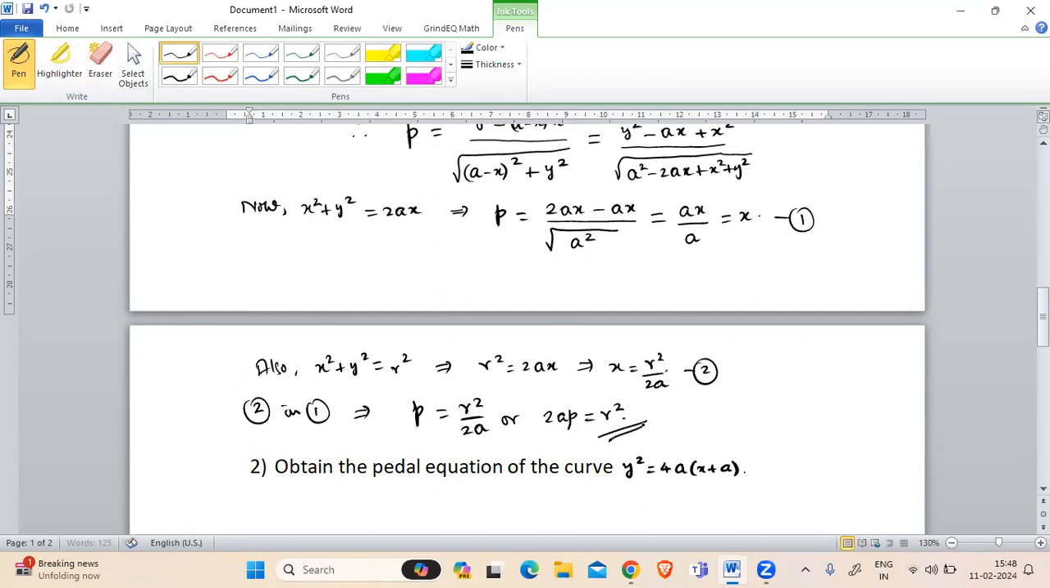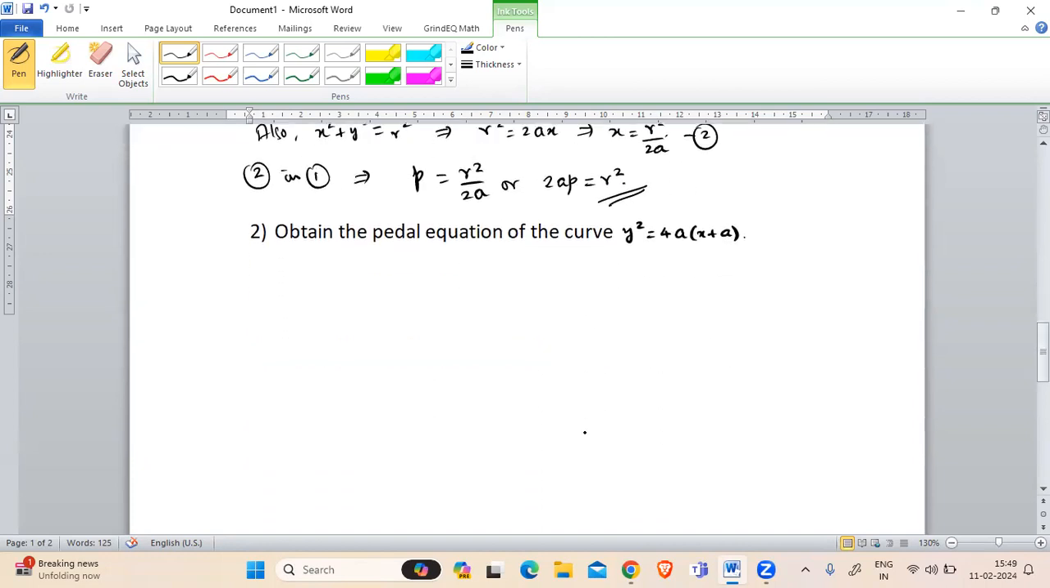Now this can be called a pedal equation because this has only p and r in it. So this is the required pedal equation of the curve. Right? Now this is a procedure to find the pedal equation of any Cartesian curve. To understand this better, we'll take up one more example.